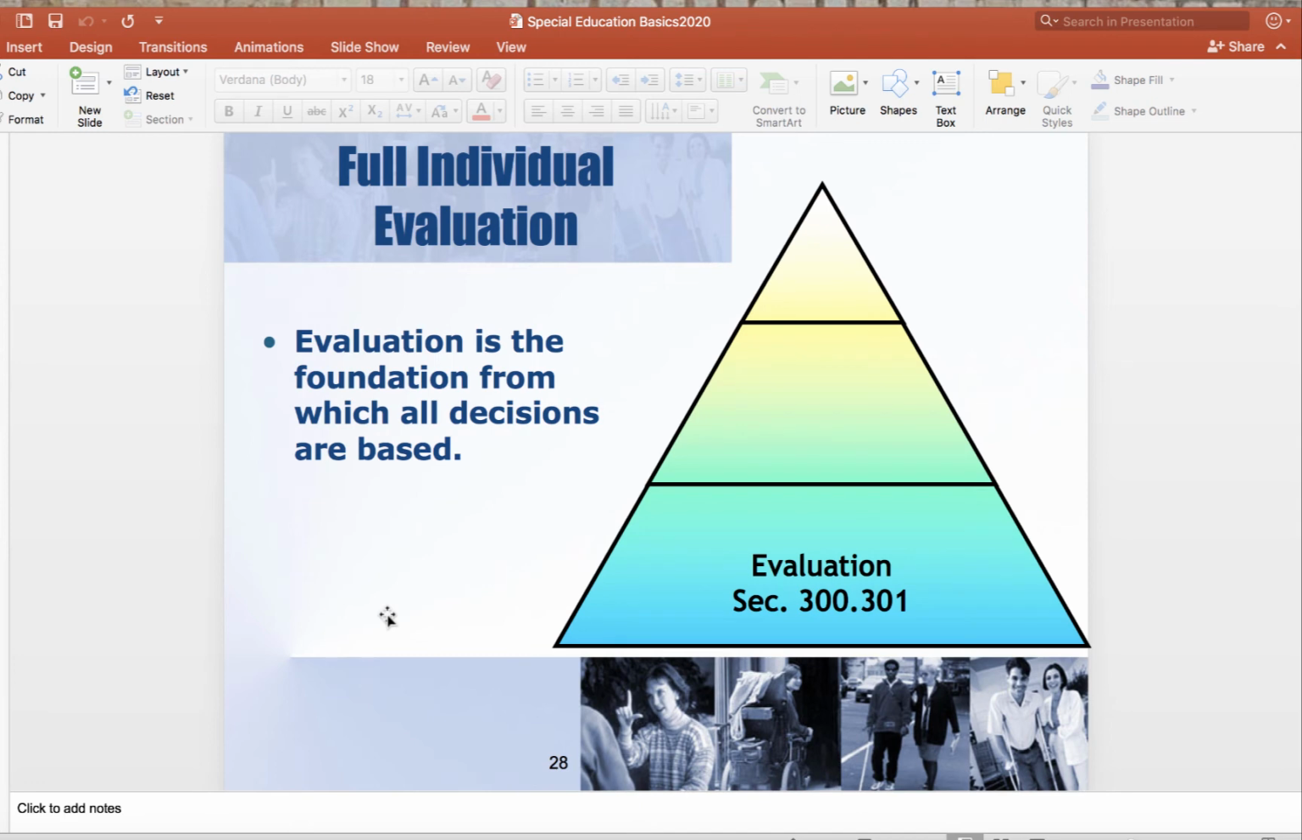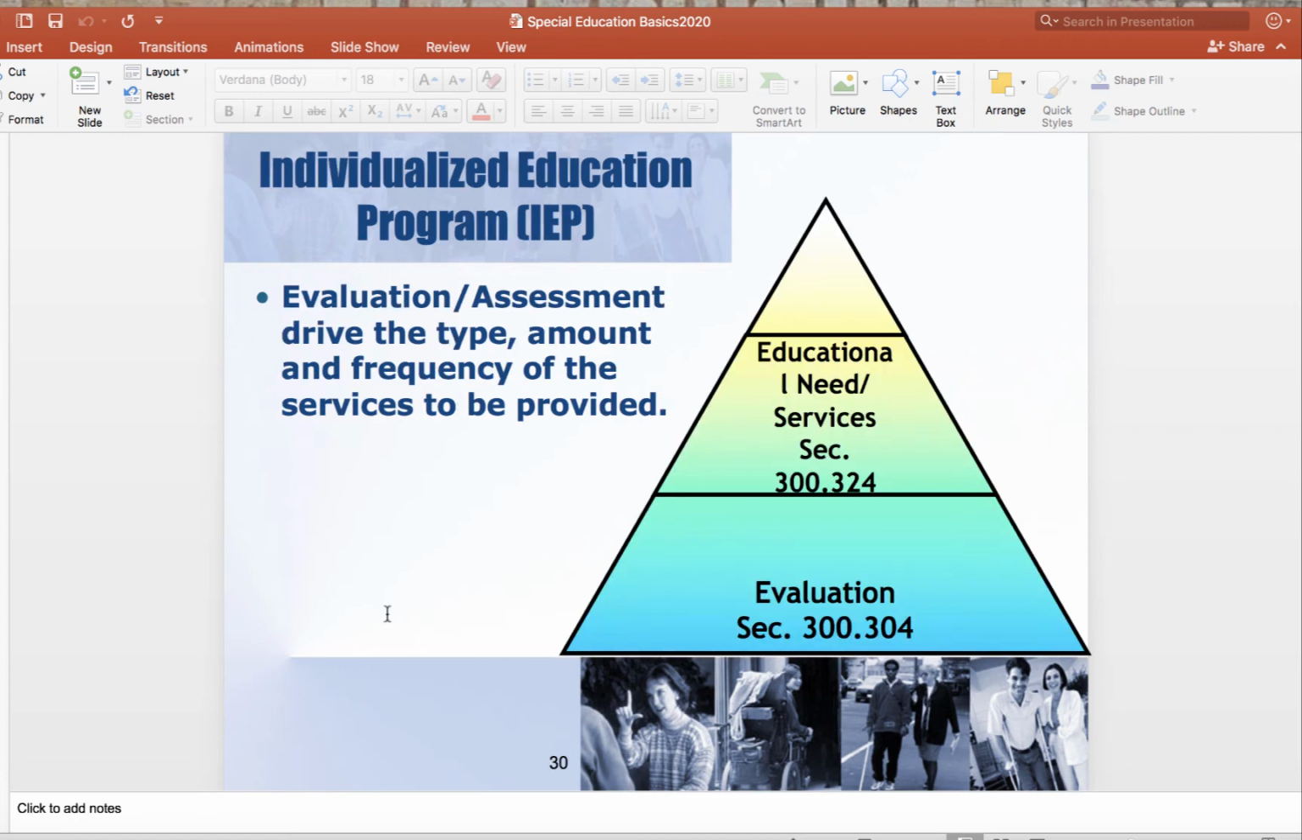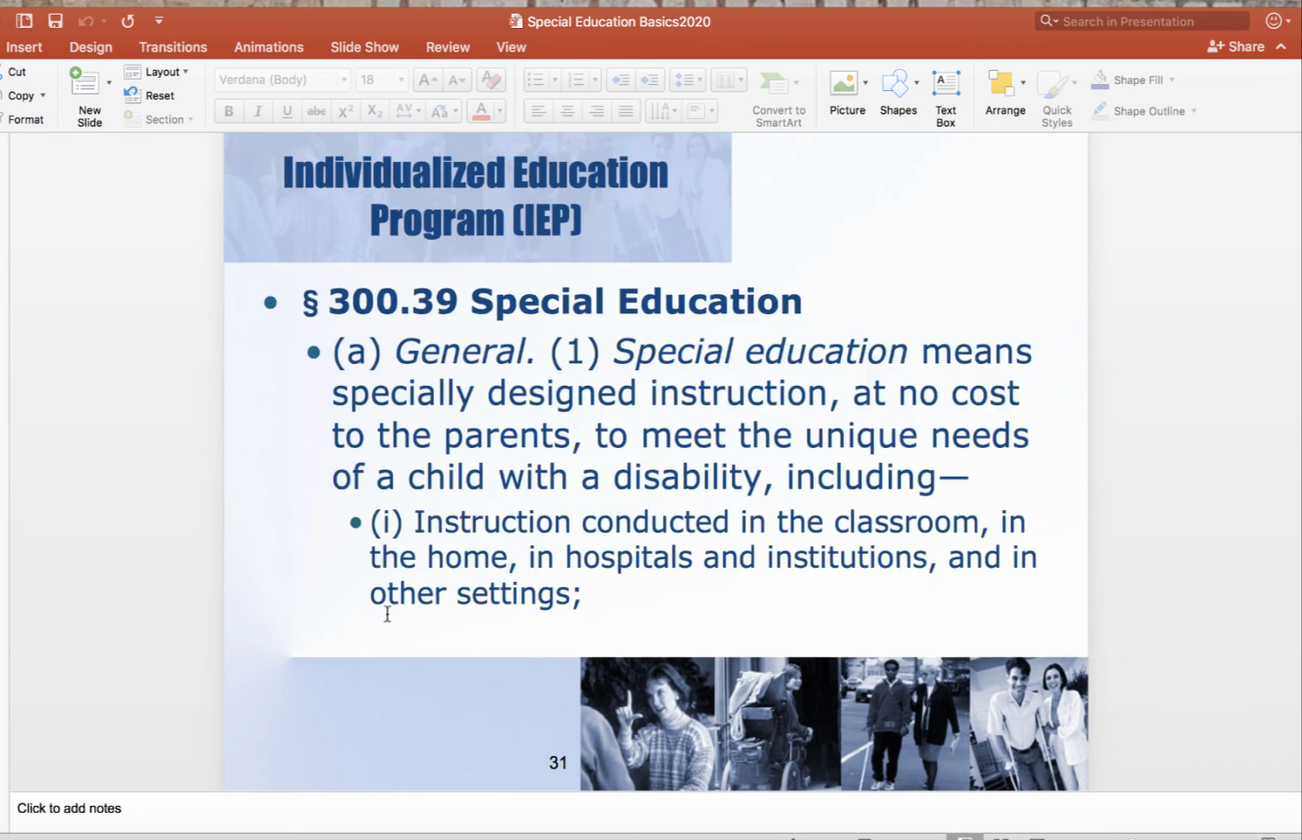Then we create the evaluation, which builds the pyramid for the ARD decision-making process. Then you meet. The ARD meeting has specific responsibilities. They determine eligibility of an individual. They determine educational need. They develop goals and objectives. And they determine special education or specially designed instruction to meet the needs of the student. So you have evaluation, then you determine educational need, then you identify what services to be provided.